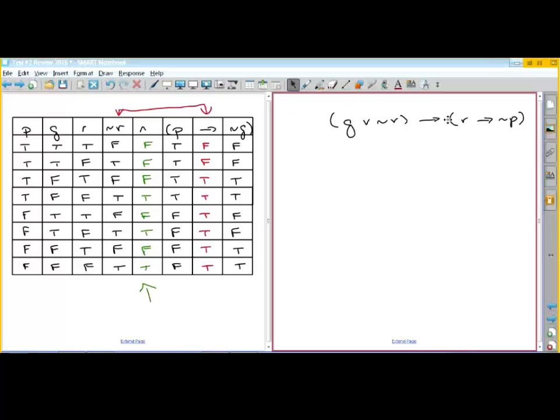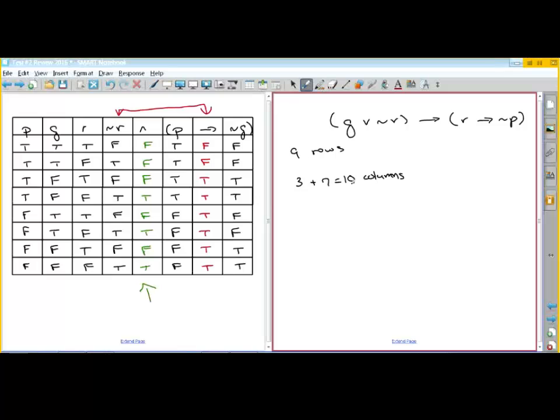It still has P, Q, and R, so it's still going to be 9 rows. Number of columns, well, we have 3 for P, Q, and R, plus how many we need for this logic statement. So that's 1, 2, 3, 4, 5, 6, 7. So that equals 10 columns. Some of the truth tables may be just exactly the right size, and some may be a little bit big, so don't make any assumptions.